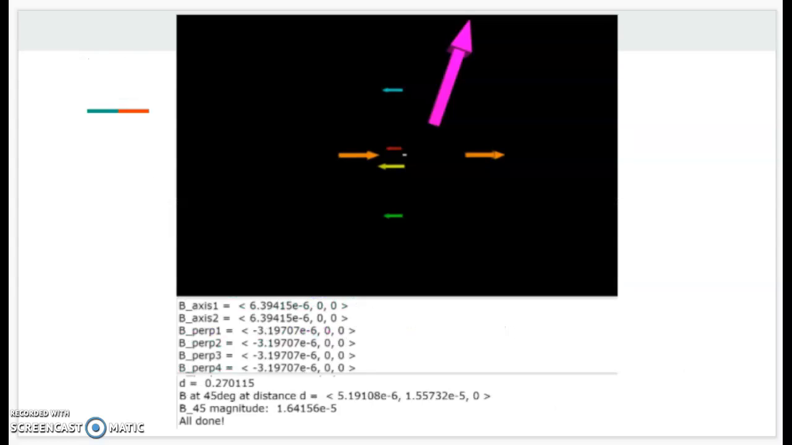Here's the program's output, angled a little bit so you can see all the arrows. Notice that the two arrows that are on the magnet's axis point in the opposite direction as the others, which are perpendicular to its axis, and have twice the magnitude of the others. The magenta arrow represents the field at a 45-degree angle location, and its magnitude is larger because it's closer to the magnet than the other observation locations.